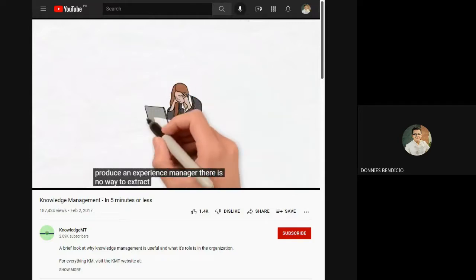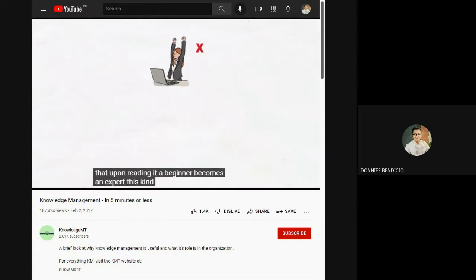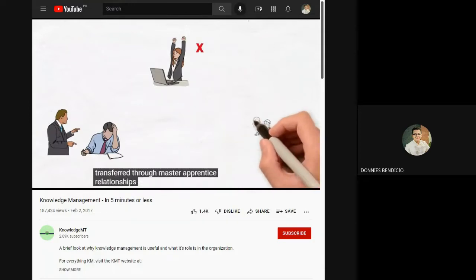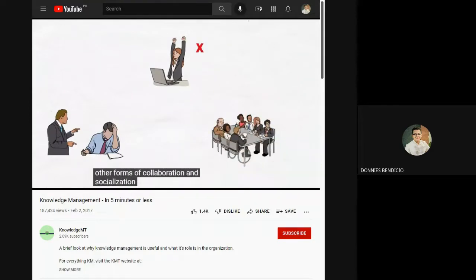There is no way to extract the knowledge of an expert and place it in a document so that upon reading it, a beginner becomes an expert. This kind of knowledge is called tacit knowledge, and it is best transferred through master-apprentice relationships, common work projects, and other forms of collaboration and socialization.